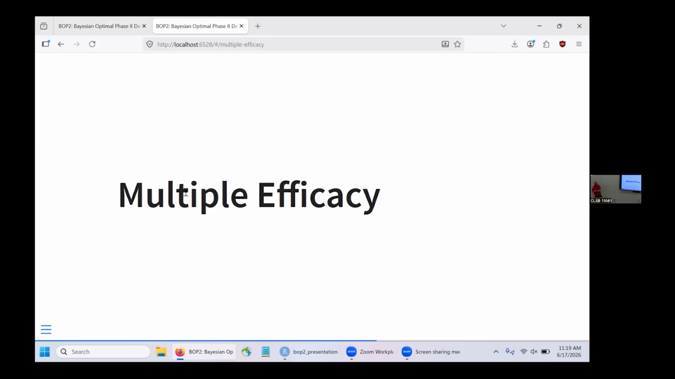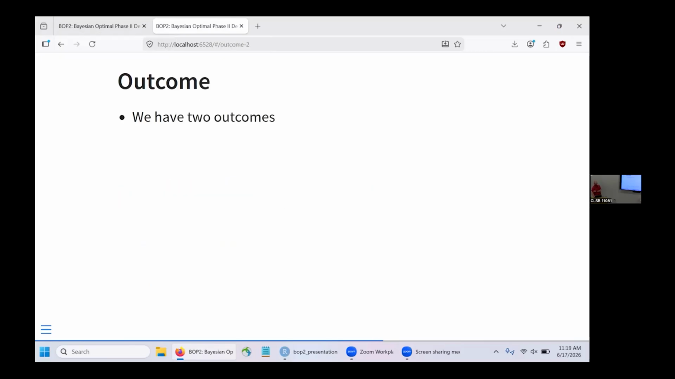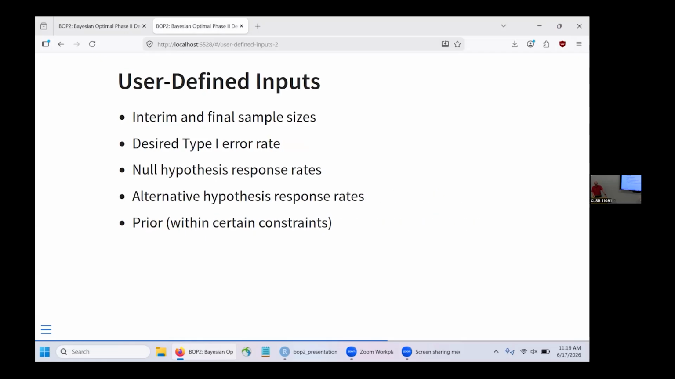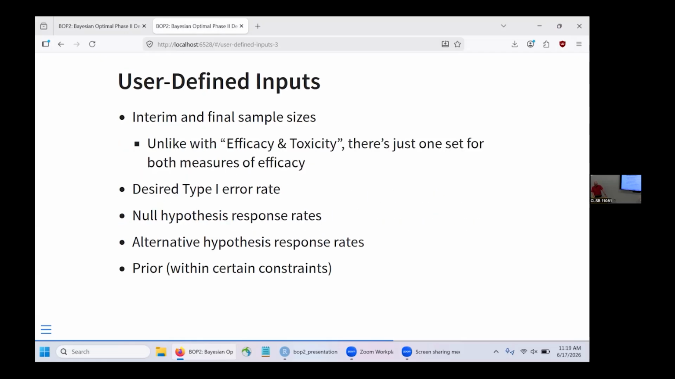Okay, next option, multiple efficacy. For this endpoint, we can have two outcomes, both binary, so two parameters of interest: the probability of a response for the first outcome and the probability of a response for the second outcome. At first blush, it seems similar to what we just talked about, except instead of a toxicity, we have just a second efficacy outcome. For user-defined inputs, there's just one set of interim sample sizes for both measures of efficacy.